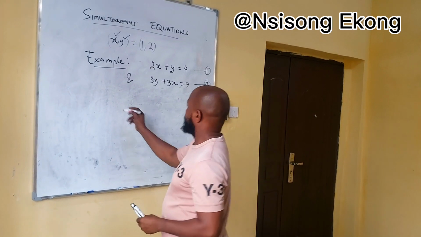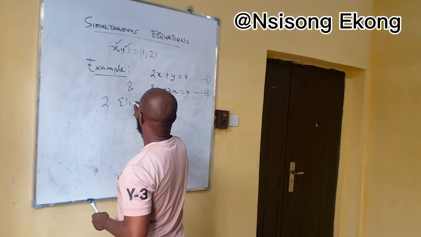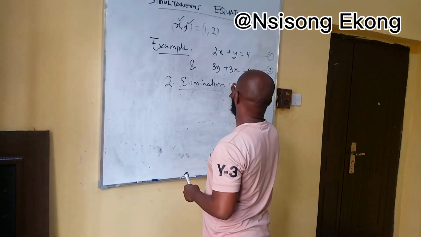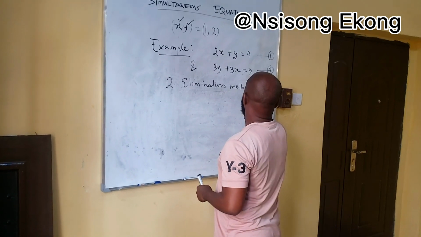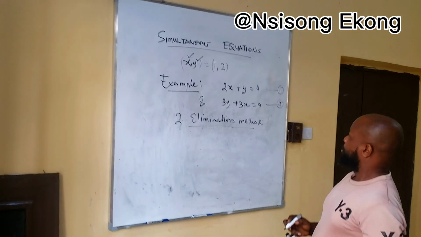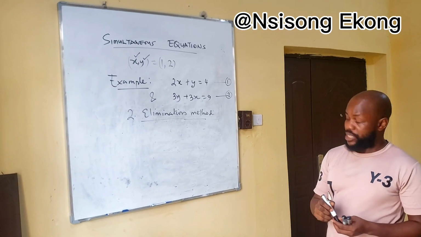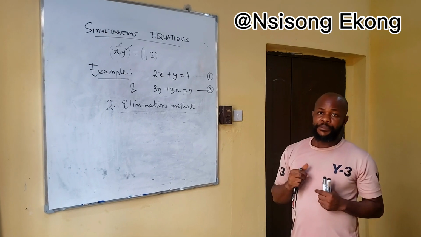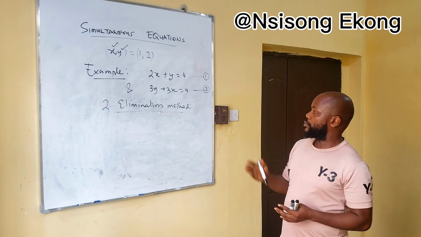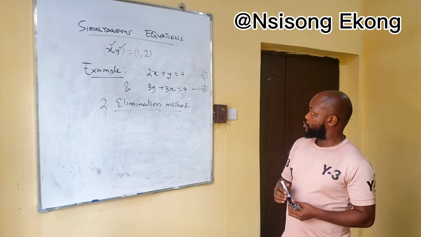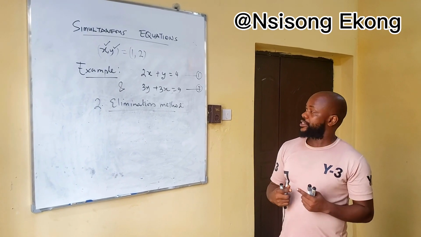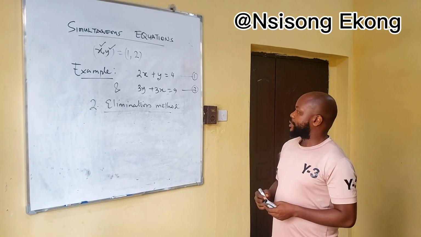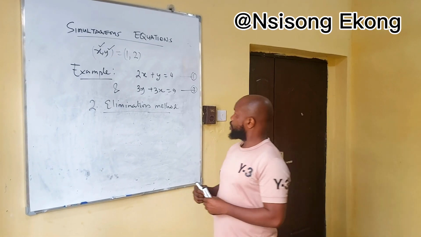So for the second method, elimination method. Like the name implies, we are trying to see how we can eliminate one of these variables in the first instance and use that information to get the value for the other variable that will remain. And now we use a sort of backward substitution or a sort of re-elimination again to get the value for the second variable.